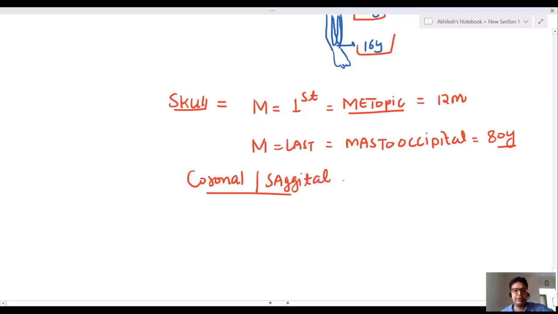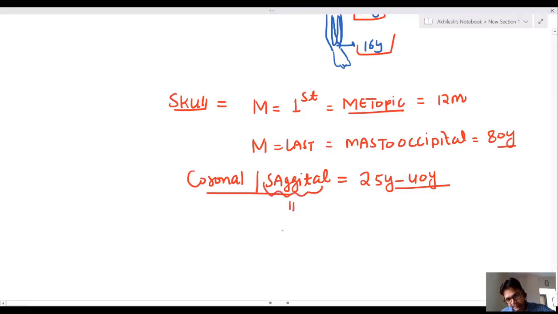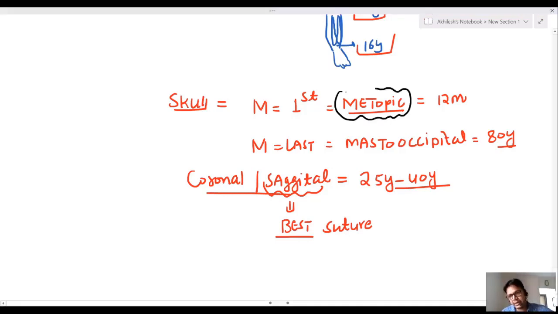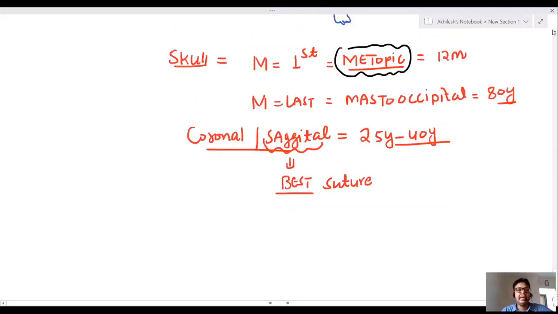Coronal and sagittal sutures both start fusing at 25 years and complete at 40 years. But this is the best suture: sagittal suture is the best suture for age estimation. Again, I am telling you friends, metopic suture is the first suture, M. Last suture is M for masto-occipital suture, at 80 years of age. Best suture is sagittal suture.